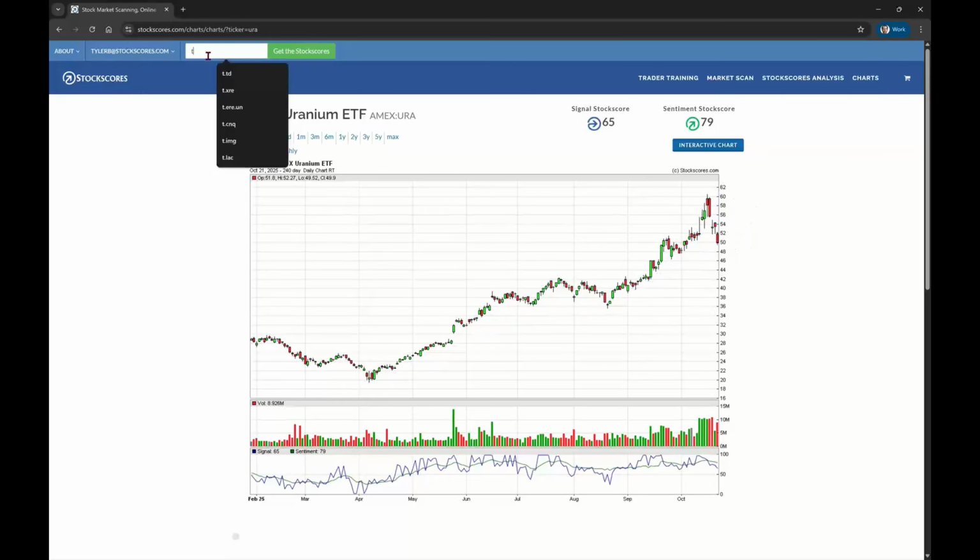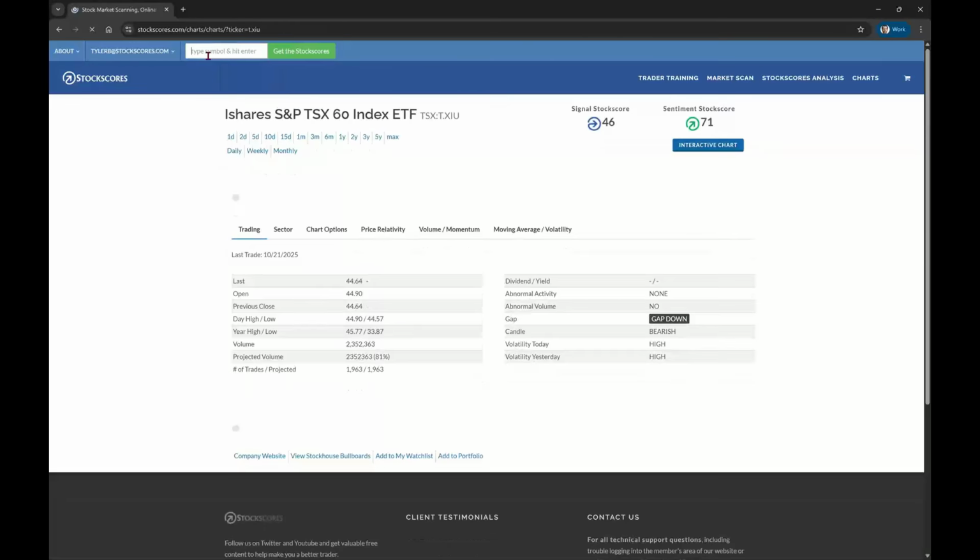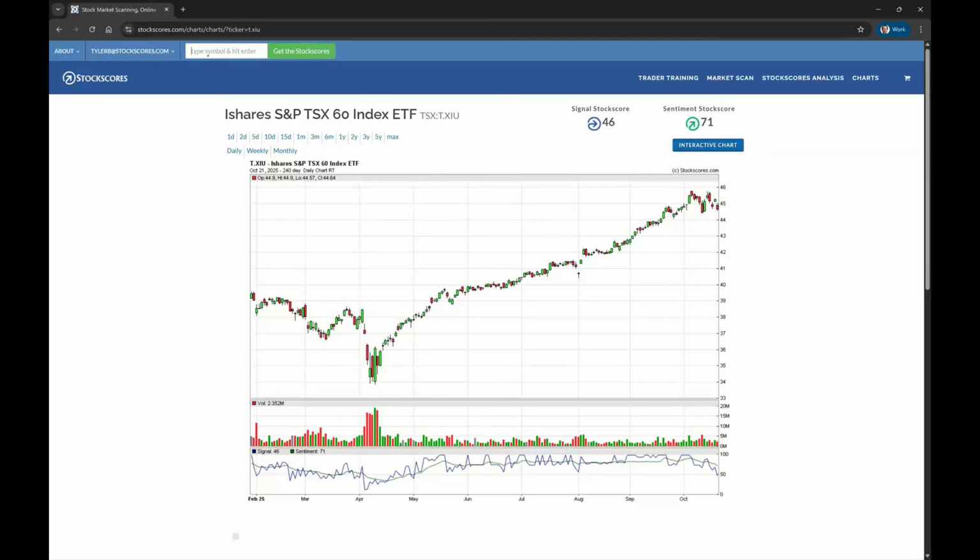So this is the Toronto Stock Exchange. We just punch in, oh no, T.TSX, that might be the actual Toronto Exchange. No, the TSX. So T.XIU is the symbol. A little bit choppy up here. You can see that there's been more volatility. We're flirting with the upward trend line.